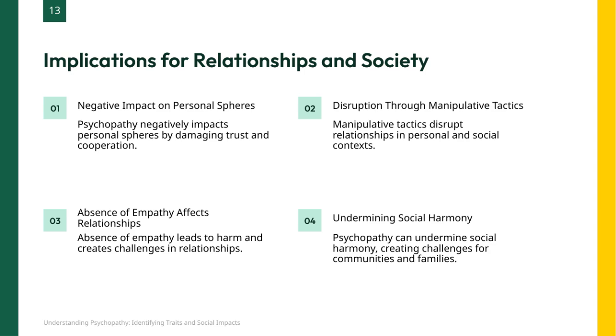Third, the absence of empathy is particularly harmful. Without the ability to understand or share the feelings of others, psychopathic individuals often cause emotional pain and create ongoing challenges in their relationships. Finally, these behaviors can undermine social harmony overall. When trust breaks down and manipulation becomes common, communities and families face significant difficulties, leading to a less stable and more fragmented social environment. Understanding these implications is crucial for addressing the broader impact of psychopathy.